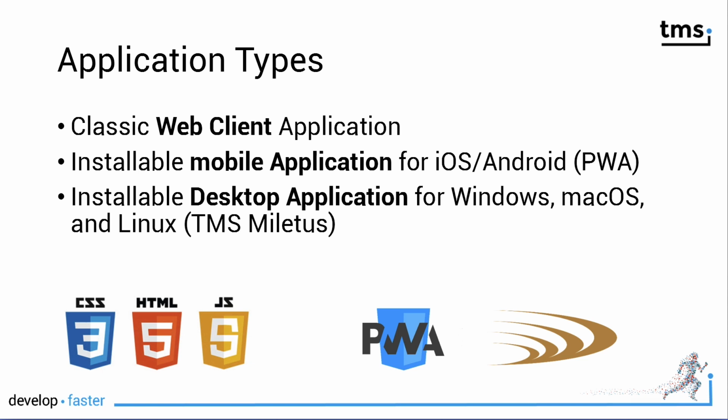And then we also have desktop applications that can be built with TMS Web Core with a tool called TMS Miletus. There is a talk at this conference about TMS Miletus as well, so please have a look there. That means in a nutshell, you develop with TMS Web Core. It can be used as a web application, but without changing a huge amount of code, you can also produce desktop applications for Windows, macOS, and Linux that can be run on the desktop and do not require a web server.